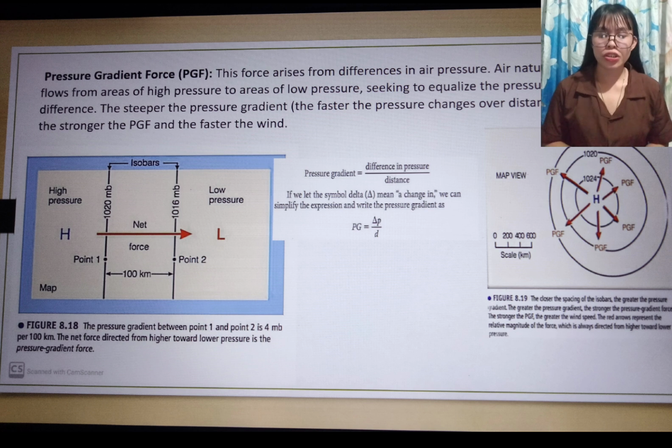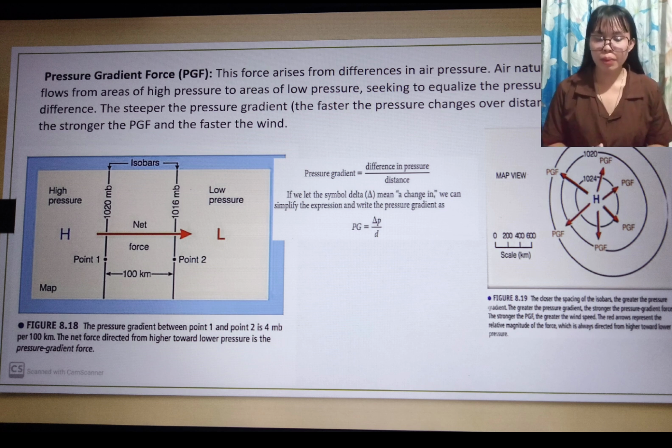Next is the pressure gradient force or PGF. This force arises from differences in air pressure. Air naturally flows from areas of high pressure to areas of low pressure, seeking to equalize the pressure difference. The steeper the pressure gradient, the faster the pressure changes over distance, the stronger the PGF or pressure gradient force, and the faster the wind.